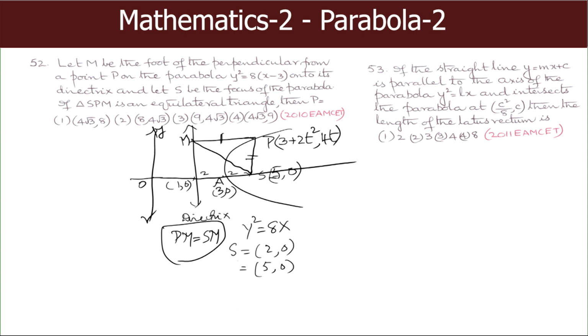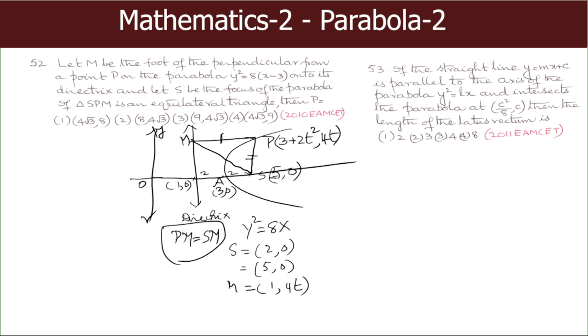y equal to 2at, that is equal to 4t. Now, M also has the same y coordinate. The x coordinate of M is 1, because this lies on the directrix. The y coordinate of M is the same as the y coordinate of P, that is 4t. So, M equal to (1, 4t). With this, I think you can apply the condition PM equal to SM.